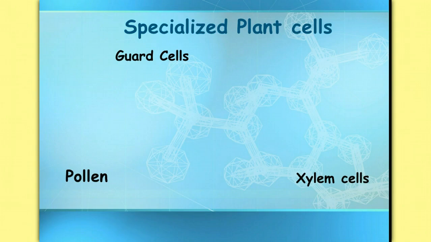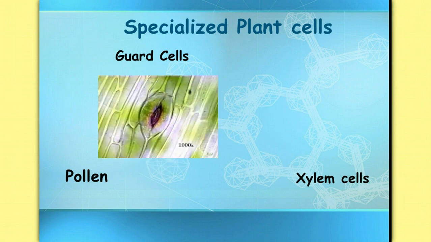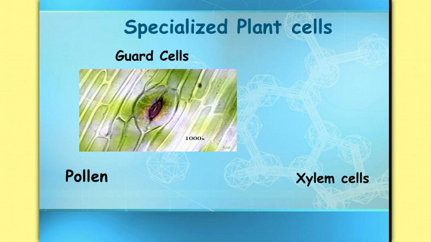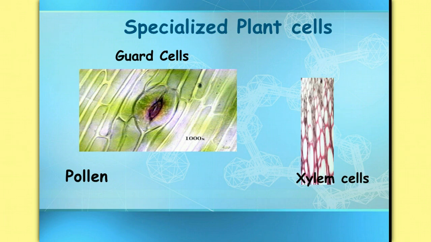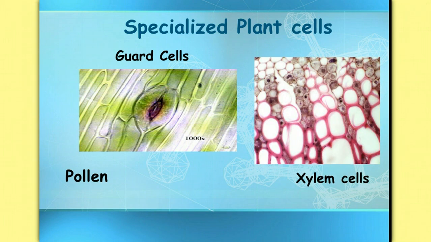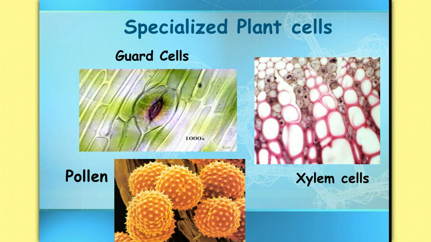Now, there are specialized cells that exist in plants as well. So there's guard cells that don't look like a typical plant cell. They're not that long rectangular brick shape. They're almost kidney bean shape. There are xylem cells, which are much larger than the other cells because they're designed to transport water for the plant. Then we've got pollen grains, and those cells are even more different.